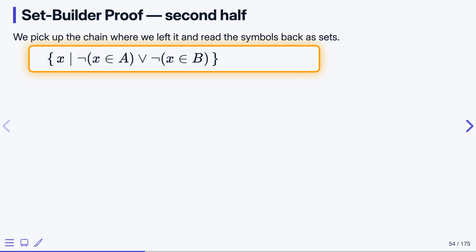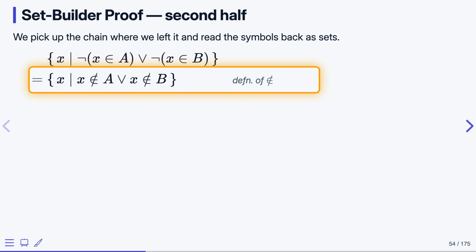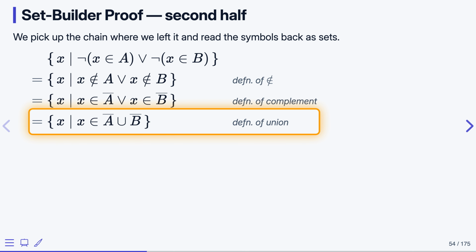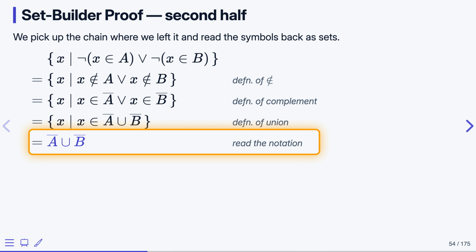We pick the chain up from the line we reached. All x such that not x in A or not x in B. Step 5. Fold each negation back into the not-in symbol, so it reads x is not in A or x is not in B. Step 6. By the definition of complement, not in A means in A bar, and not in B means in B bar. Step 7. By the definition of union, in A bar or in B bar means in A bar union B bar.